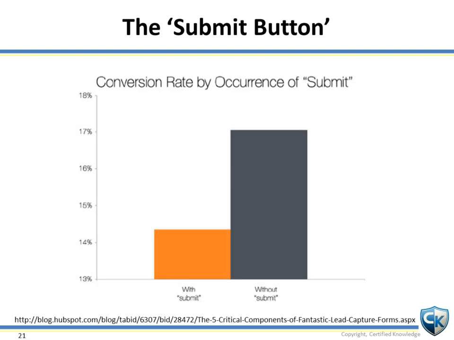In fact, HubSpot did a study. What happens to our form fills if we have a submit button or we use something different? Using something different than submit made a difference in conversion rates by quite a bit. So change your submit buttons to a benefit statement, or to a statement that tells them what's going to happen when they hit this button.